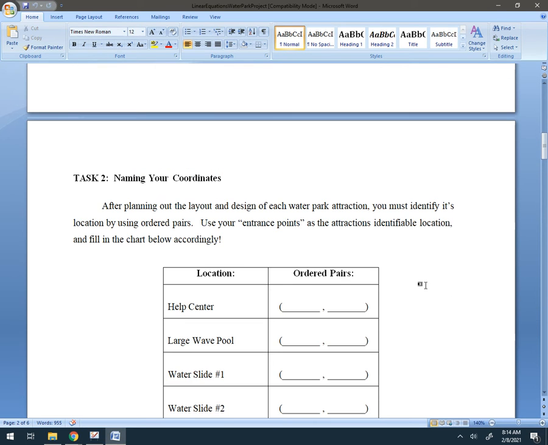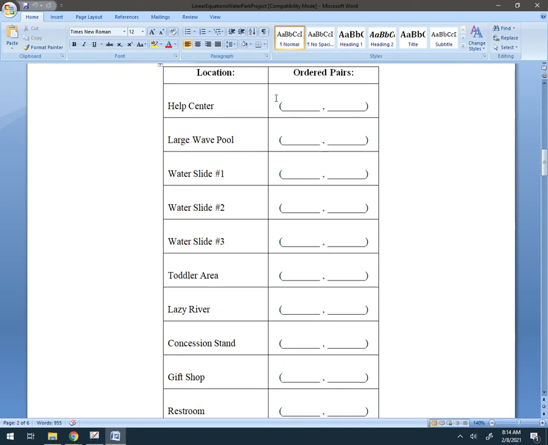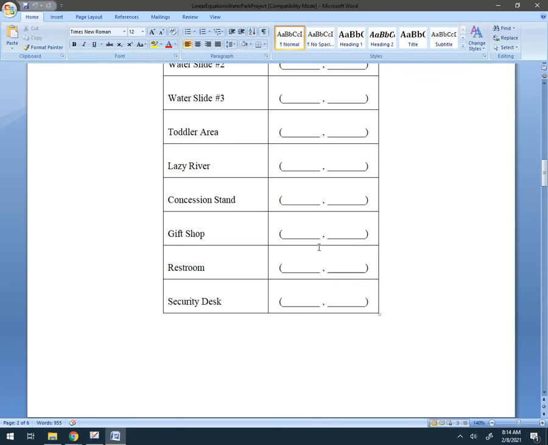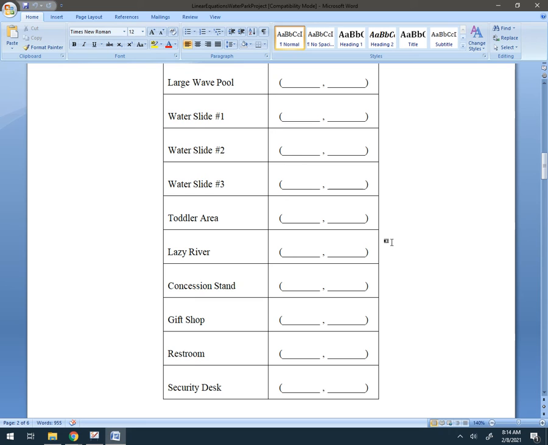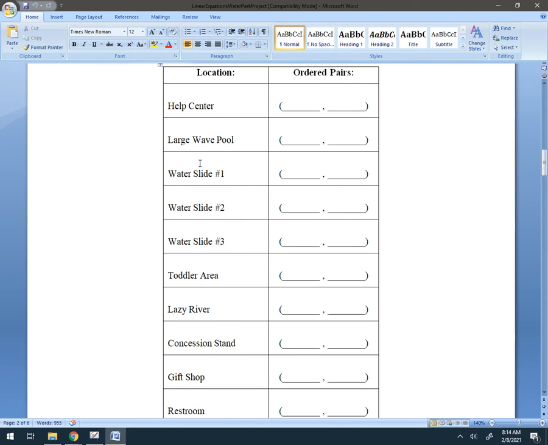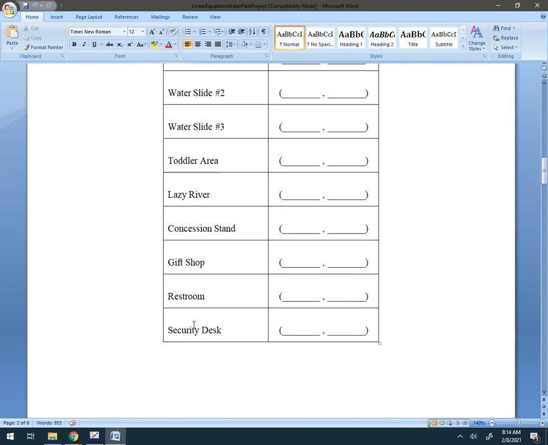Okay, so that's the next thing you do, is go in and label the points of every ride that you put in there. Now, if you put extra rides, doesn't matter. You don't have to label those. You only have to do the ones that you had to have, which are these right here.